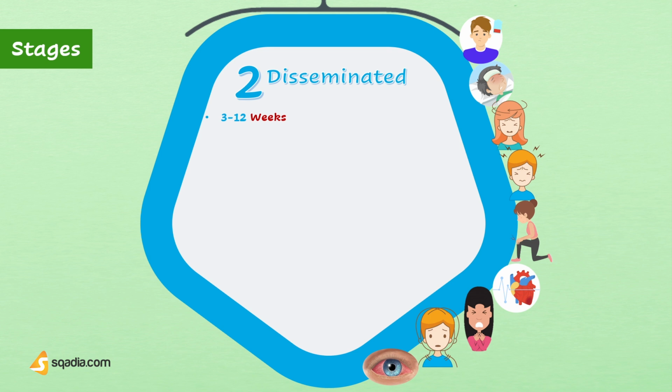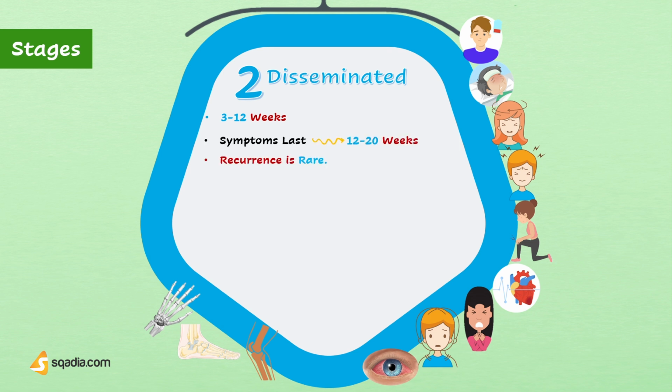Now, some patients also complain about joint pains, and it's important to remember that the ankle, knee, and wrist joints are often involved. These symptoms may last 12 to 20 weeks, but recurrence is rare. Now, one high yield point to remember is that oftentimes only a single joint is involved, and some people may mistake it for septic arthritis, so you have to be very vigilant about this.